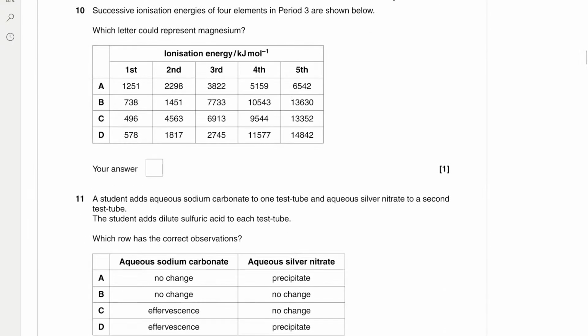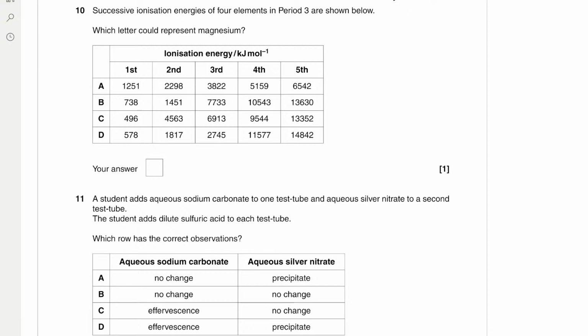Question 10. Successive ionization energies of 4 elements in period 3 are shown below. Which letter could represent magnesium? So if we have a look at our ionization energies, we need to look for where there's any large gaps. And just by eyeballing A, I can't see any really large standout gaps. So it's probably not going to be magnesium, because that's a group 2 element.